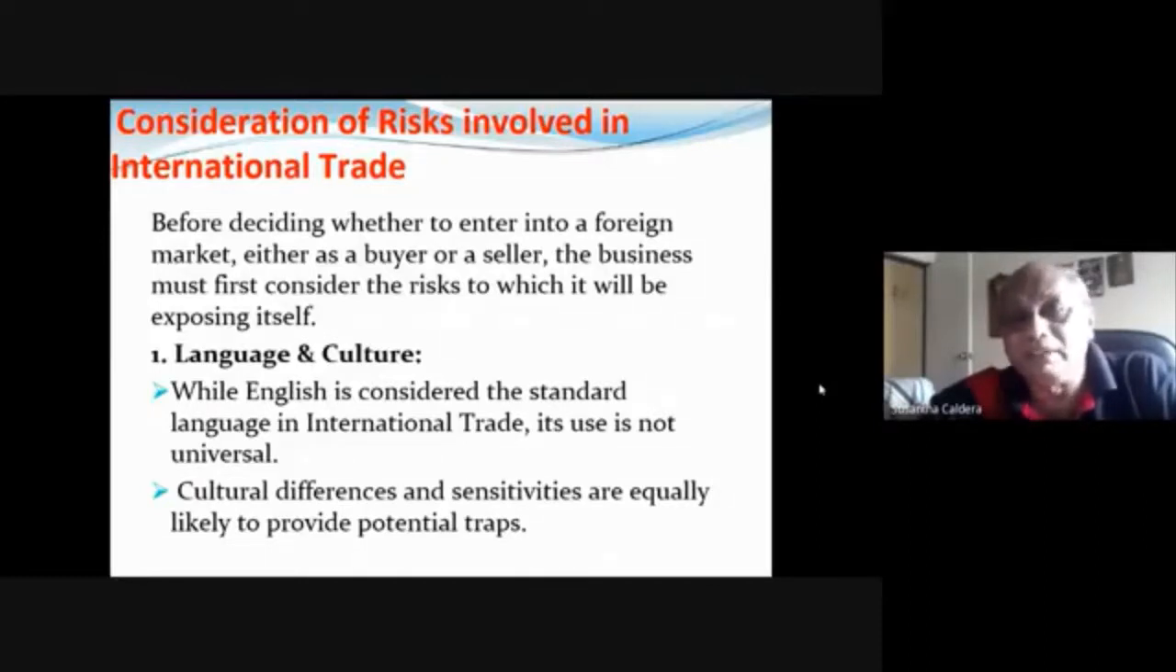One of the risks in international trade operations that buyers and sellers have to consider is language and culture. We know a majority of international trade operations are handled in the English language.